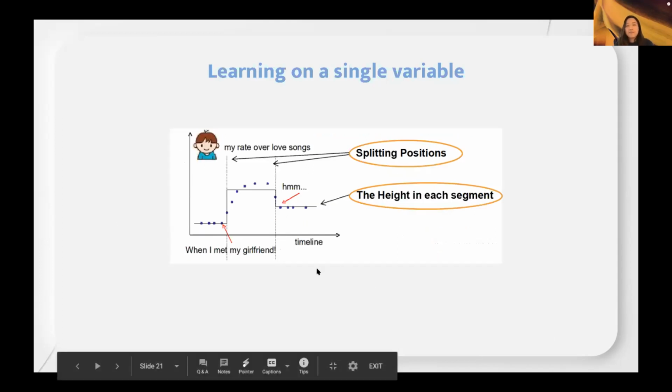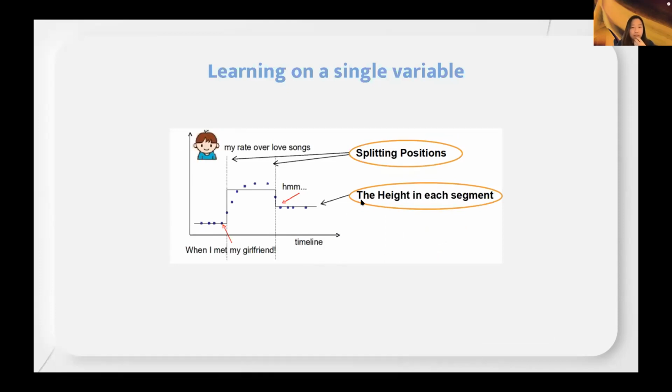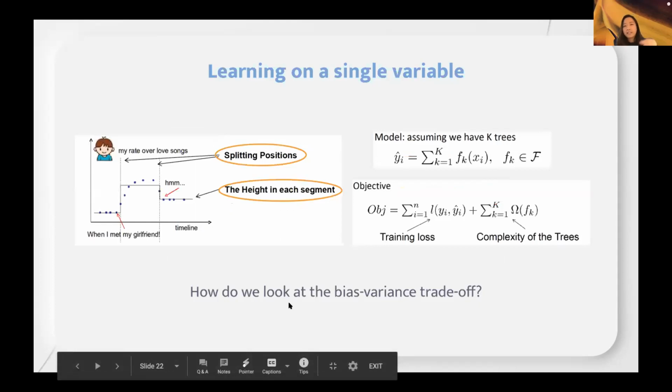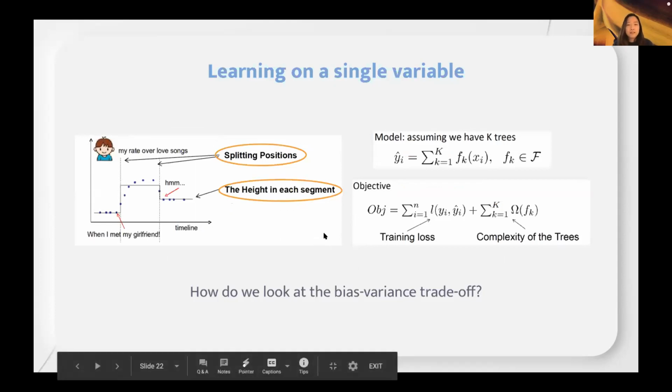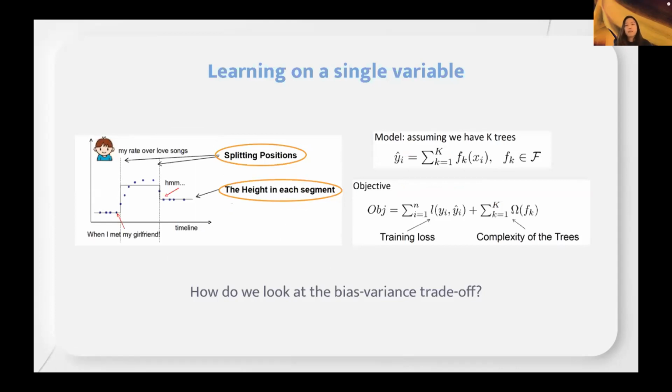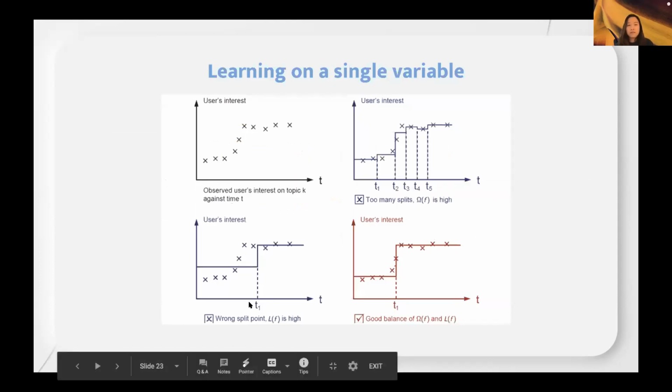So as I said before, we want to look at the single function with two things in mind. The first thing is the splitting positions. And the second thing is the height in each segment, which is the prediction score for each leaf node. And why is this so important? Because this ties back to the bias-variance trade-off that we mentioned again and again. So just take a look at the model, take a look at the objective, and think about why this is important. We have a very intuitive figure from Tianqi Chen's slide.